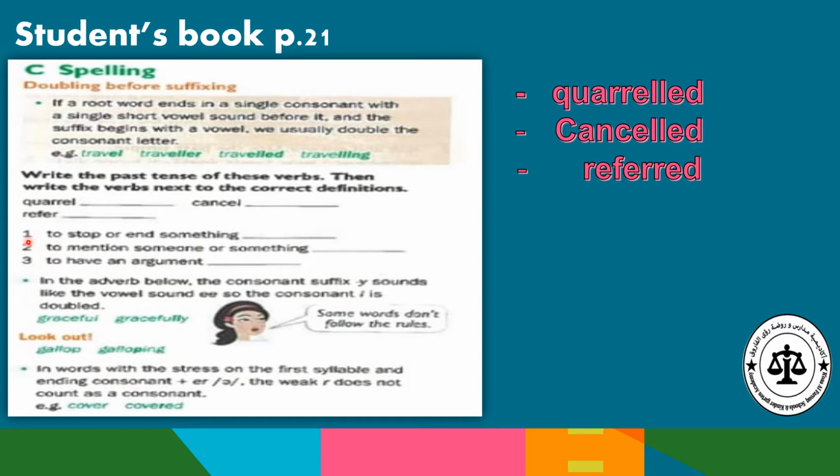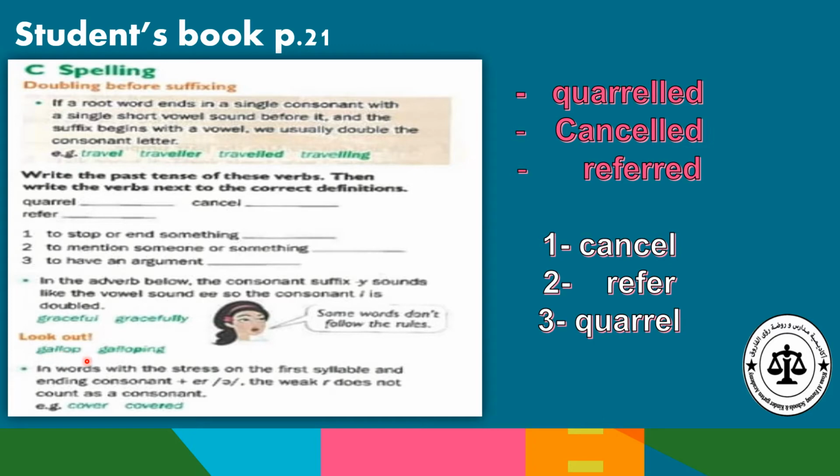Okay, number 1. What do we mean by to stop or end something? Excellent, this is cancel. Number 2. To mention someone or something. This is refer, yes. Number 3. To have an argument. This is quarrel. Okay.